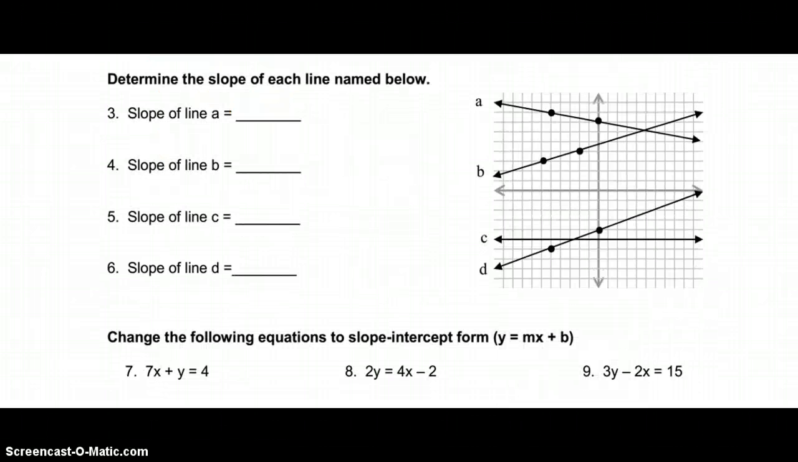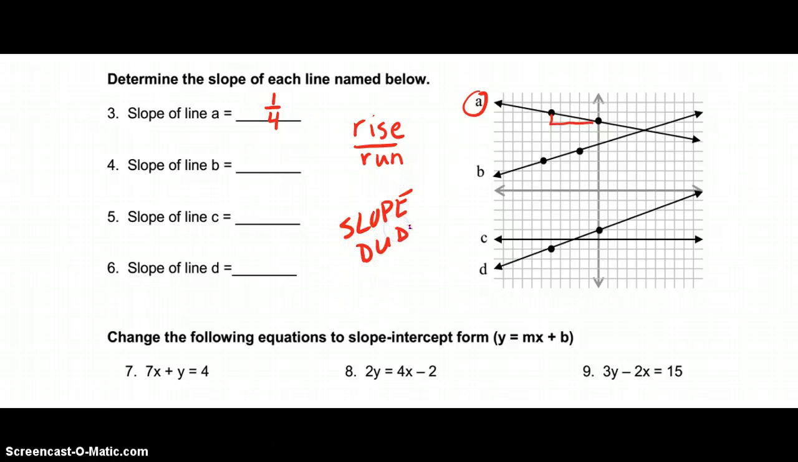Next section says determine the slope of each line named below. Finding line A, I would draw my triangle, and remember that slope is rise over run. I could easily find my rise is 1, my run is 4. So I have a slope of 1 over 4. And then I think about slope: is this a positive slope or is this a negative slope? So it is a negative, so I would be sure to label that as a negative 1/4 slope.